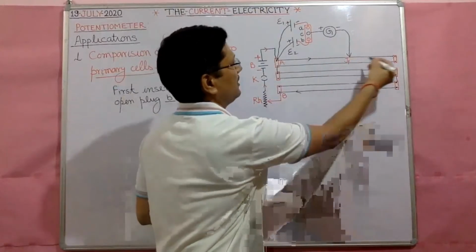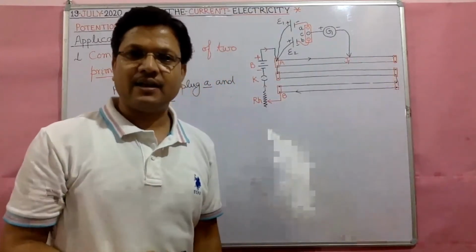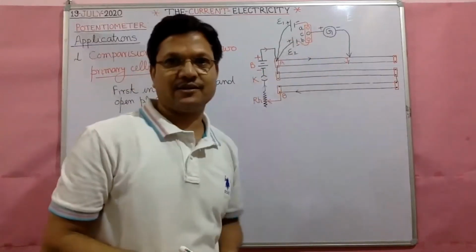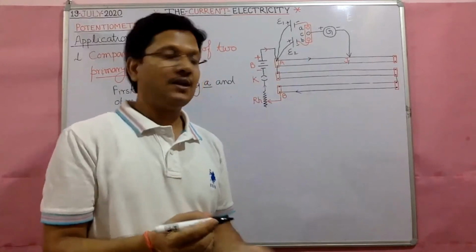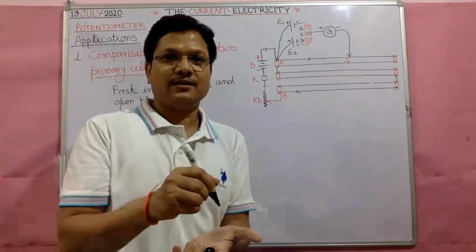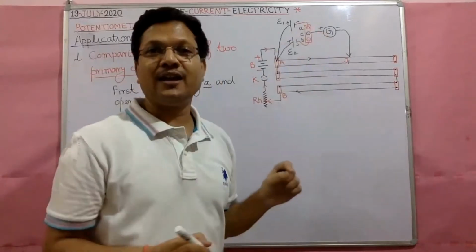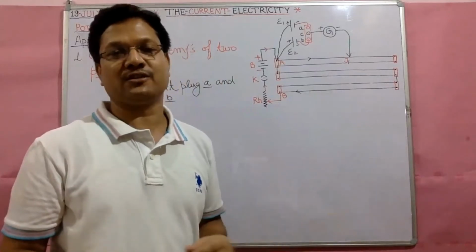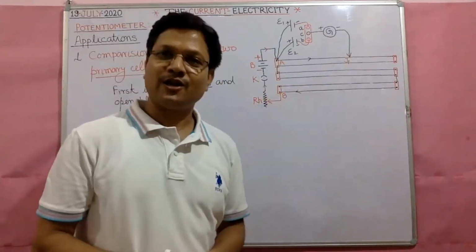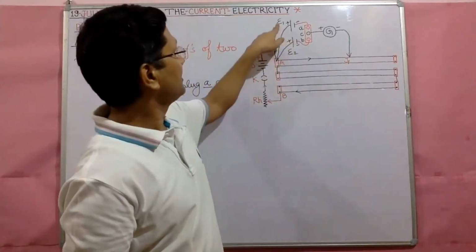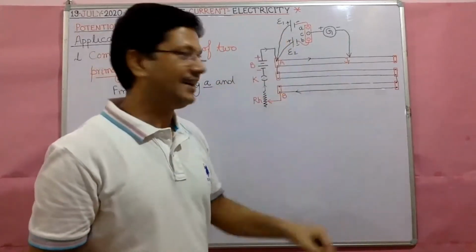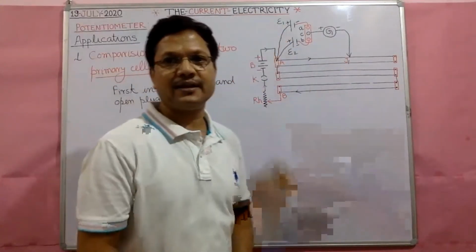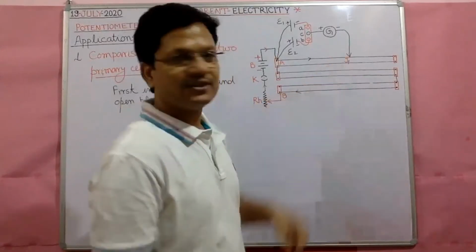Move the jockey along the length of the potentiometer wire and place it at a point where there is no deflection in the galvanometer. अब हम जॉकी को इस वायर पर ऐसी जगह रखते हैं जहां पे galvanometer में कोई डिफ्लेक्शन नहीं होता है. This is called the null position. उस पॉइंट को कहते हैं null point. Let for the cell E1 the null point be at point J1. इस सेल के लिए जो हमें नल पॉइंट मिलता है वो इस पॉइंट पर J1 पर.